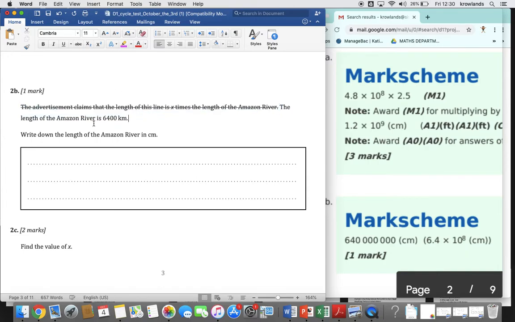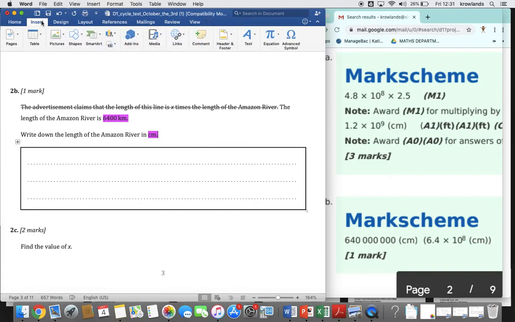The length of the Amazon River is 6,400 kilometres. Write down the length in centimetres. So most of you got this question. So to convert from kilometres to centimetres, we take the number, which is 6,400, and we just multiply it first of all by 1,000 and then by 100.